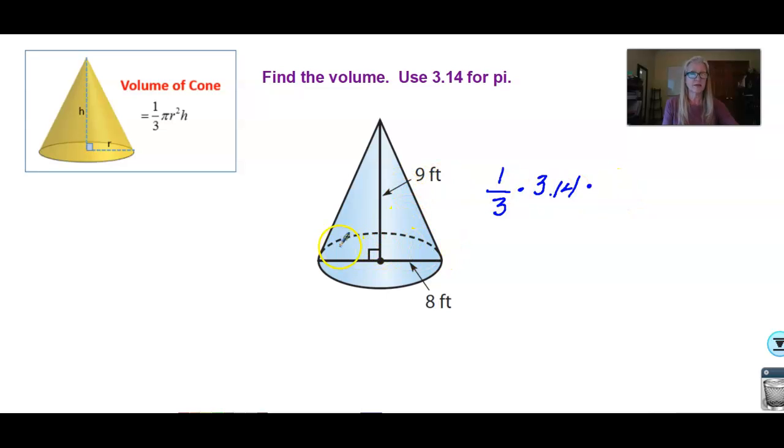Don't be tricked by this. This is the diameter. You need radius. Radius is half of this. So the radius for this cone is 4. And we're going to square that times the height, and the height is 9. So we're going to multiply all this together to get the volume of this cone.